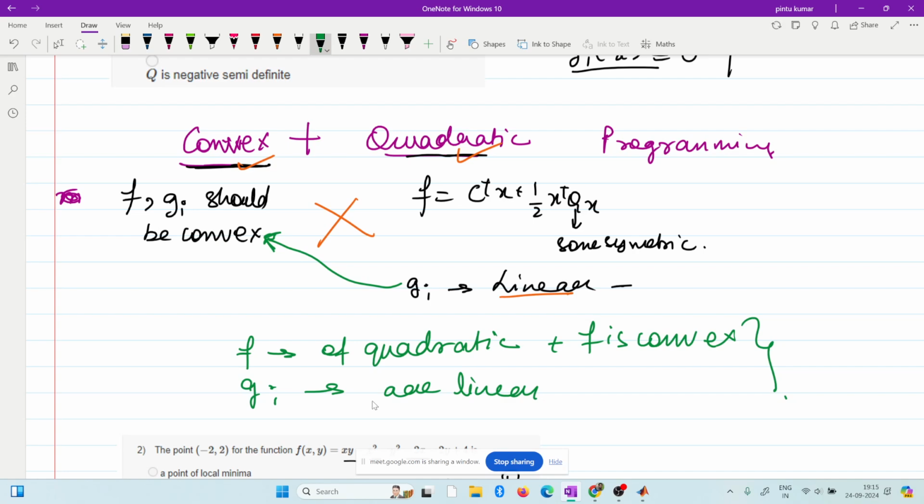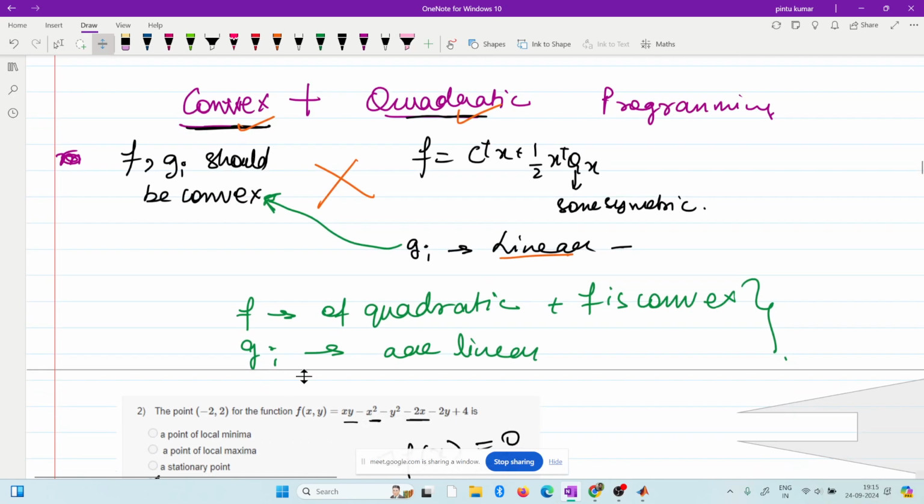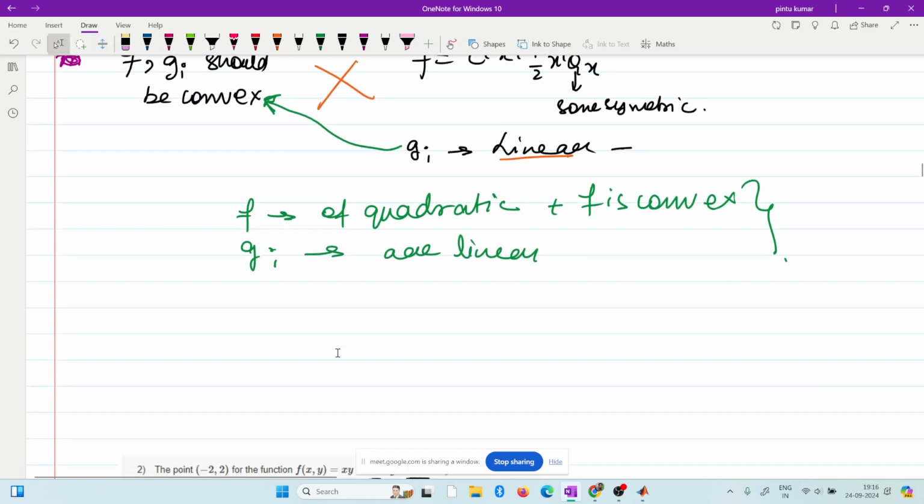Okay. I hope I'm clear. Yeah, it's very much clear to me. Just another query related to the same definition. Suppose that we are talking about a problem where f is quadratic and it is not convex, and all the g_i's are linear. All the g_i's are linear, but f is quadratic and not convex. It will not be a convex quadratic problem in that case. Then it won't be a convex quadratic problem.